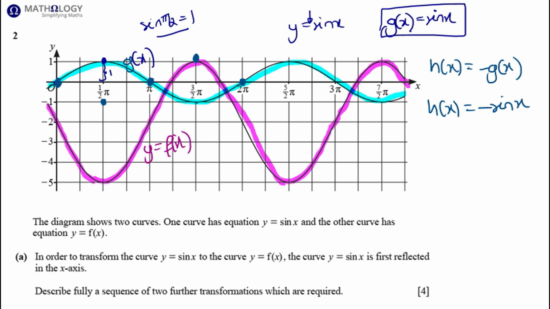For g of x, at 5 pi by 2, we have a y value of 1. So with the same x value, we'll have a y value of minus 1 for h of x. At 3 pi, we have a y value of 0. At 7 pi by 2 for g of x, we have a y value of minus 1. So for the same x value, we'll have a y value of 1. And then we'll have at 4 pi a y value of 0. So just going to draw in h of x.